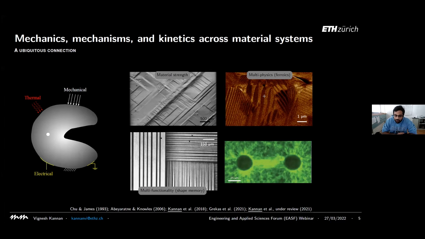The third example is from the area of shape memory alloys, which is also a multifunctionality problem, where essentially you have thermal and mechanical fields that couple to each other, resulting in phase transformations and phase boundaries that propagate, resulting in a macroscopic multifunctional response.